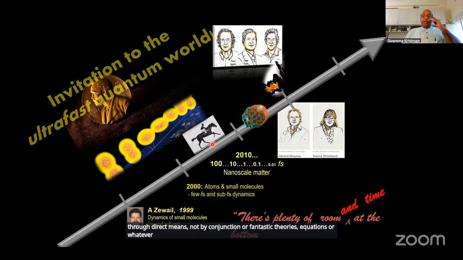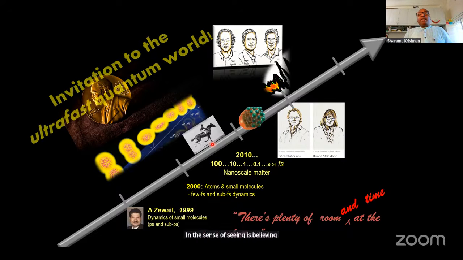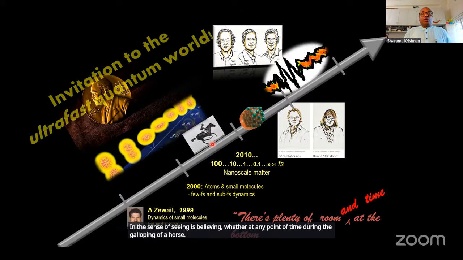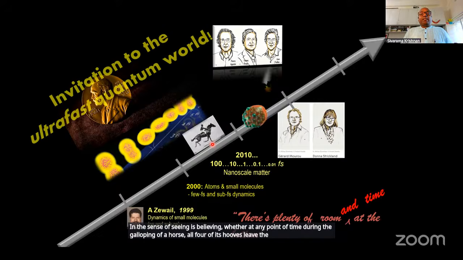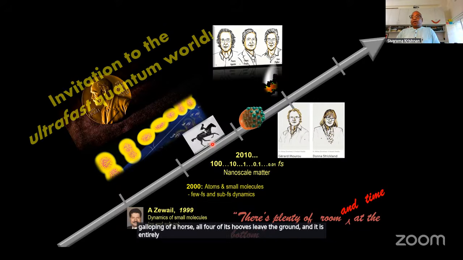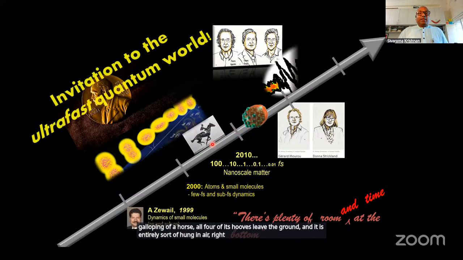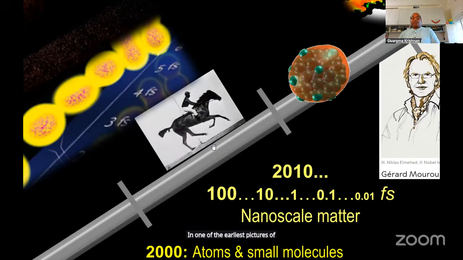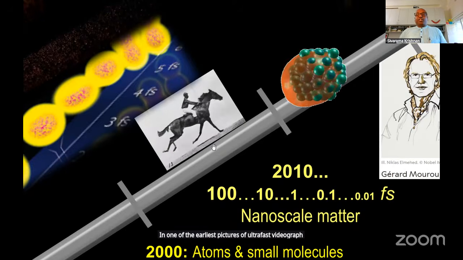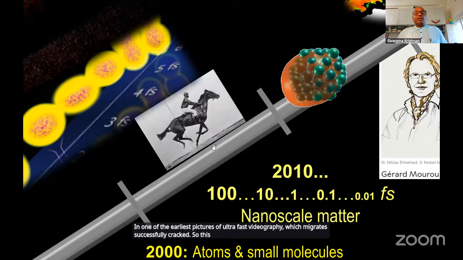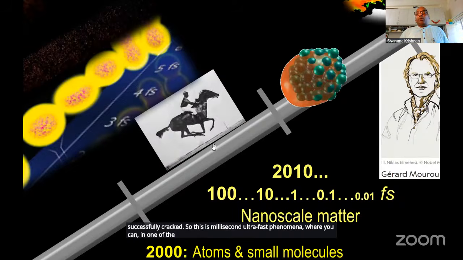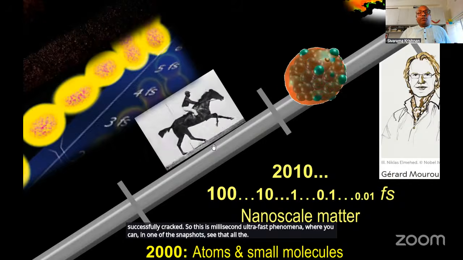or whatever it might be, but in the sense of seeing is believing, whether at any point of time during the galloping of a horse, all four of its hooves leave the ground and it is entirely hung in air, right? Even in one of the earliest pictures of ultrafast videography, which Muybridge successfully cracked. So this is millisecond ultrafast phenomena, where you can, in one of the snapshots, see that all the four hooves indeed lift off from the ground.